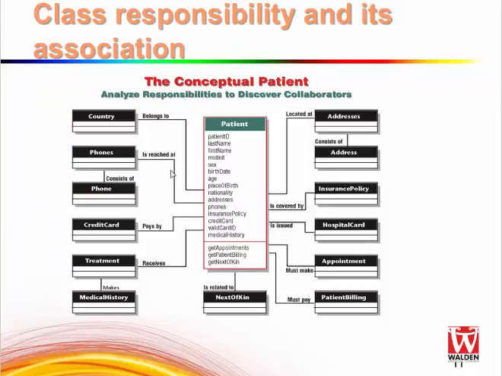Here is one example of a class diagram for patient class responsibilities and its associations. It's for the cooperative context viewpoint of a class. It shows the detailed attributes and operations of a patient class with its associated collaborators. The detailed information for collaborators is ignored due to the space limitation.